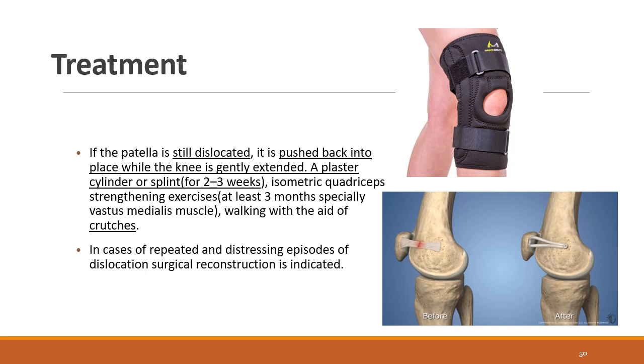If the patellar dislocation is recurrent, then you might need to reconstruct the medial patellofemoral ligament by attaching another ligament in its place.